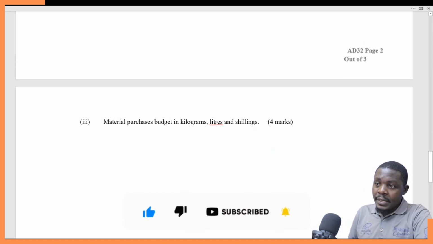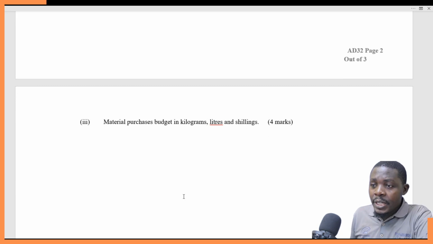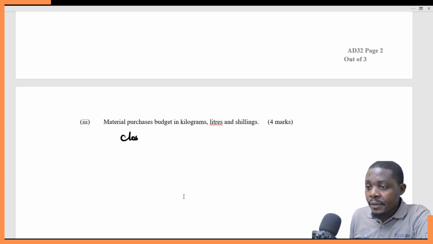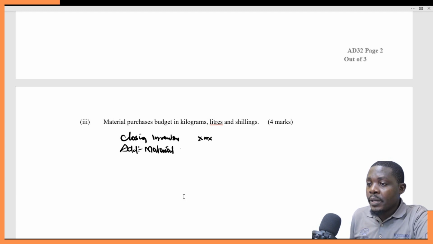Material purchase budget. The formula, let me just write the formula. Material purchase budget, we are going to start with closing inventory, plus material usage. Then we less the opening inventory.